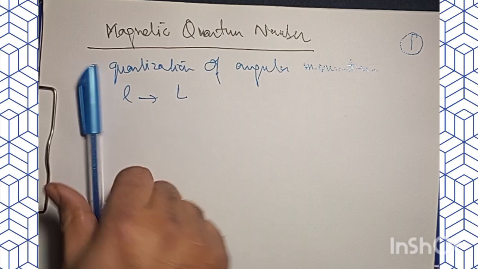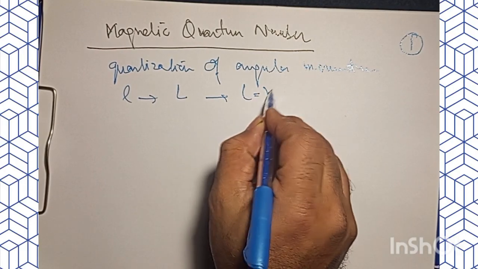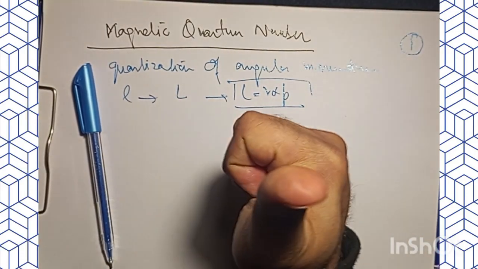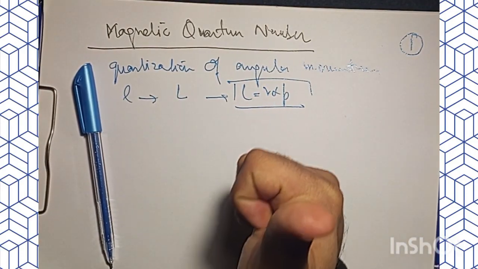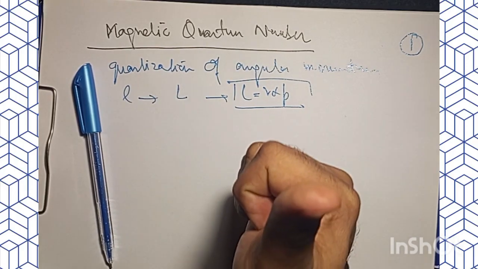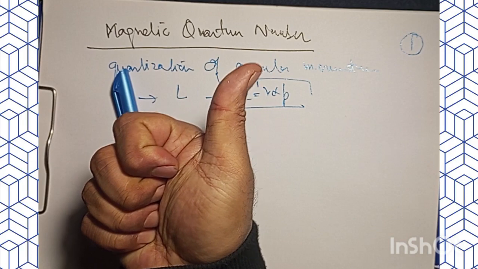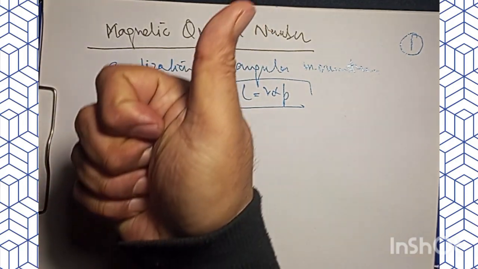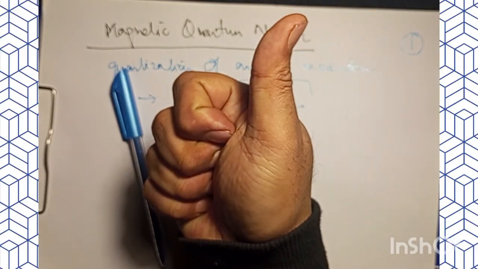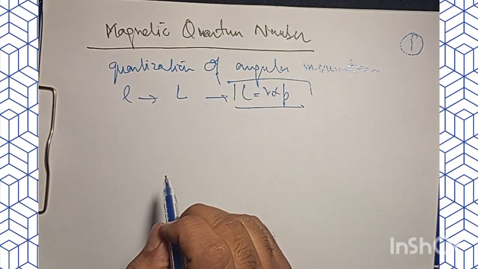If I define angular momentum as R cross P, it is always perpendicular. So the thumb rule is enough to explain its direction, which is perpendicular to the plane of R cross P. My thumb will be in the direction of angular momentum, and the plane of R and P will be the direction of the fingers.